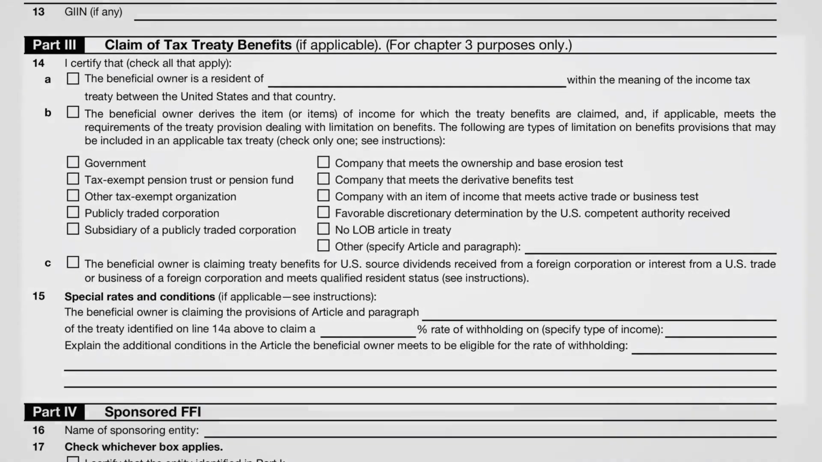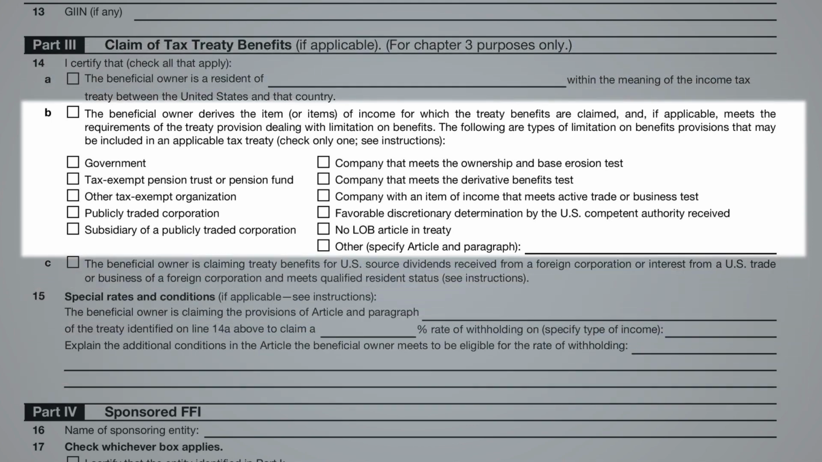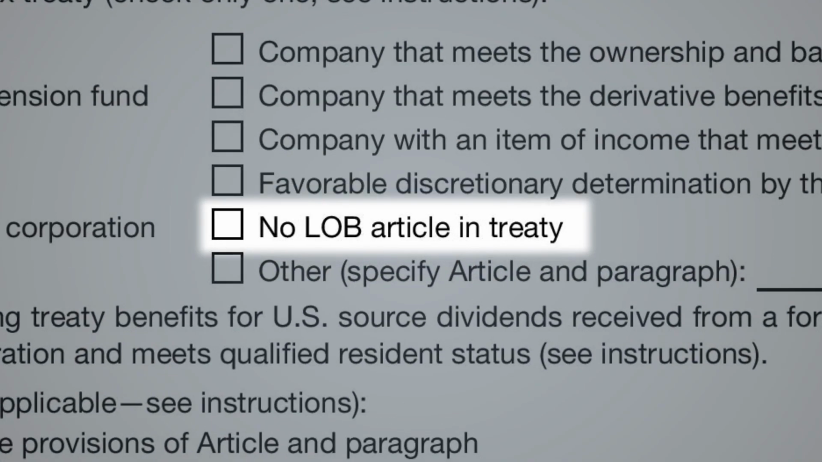The next update to the form is Part 3, Claim of Tax Treaty Benefits, line 14b, Limitation on Benefits, or LOB. The IRS added a checkbox for "No LOB article in treaty" for residents in a foreign country that have entered into an income tax treaty with the US that do not contain a Limitation on Benefits article.